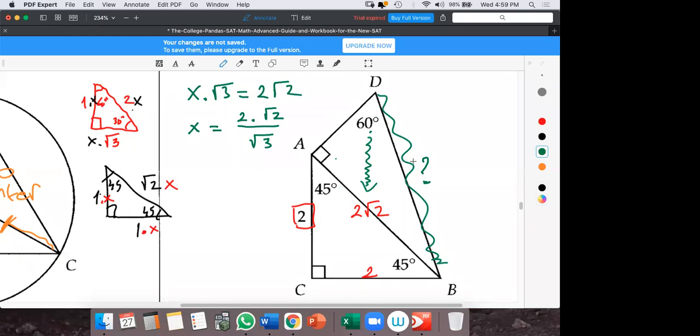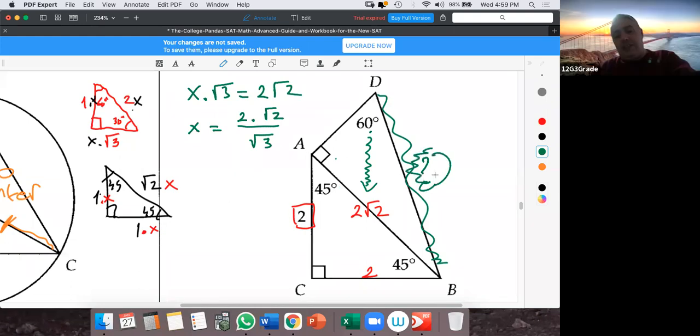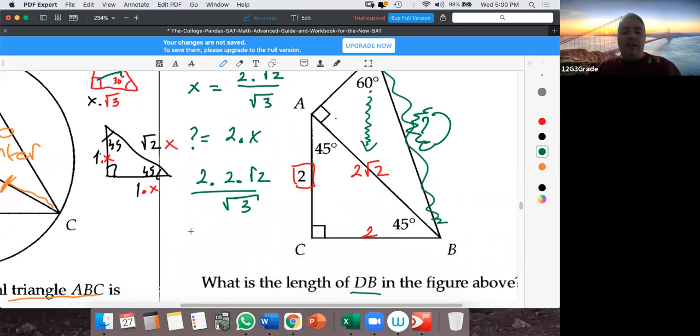Yes, yes. Okay, my question is, question mark, I mean dB, where is it? Opposite of 90. What is the opposite of 90 in my figure? 2x. That means question mark is 2x. So x is here, we said that 2 times root 2 over root 3. So this is the answer. If we continue here, it will be 4 times root 2 over root 3.